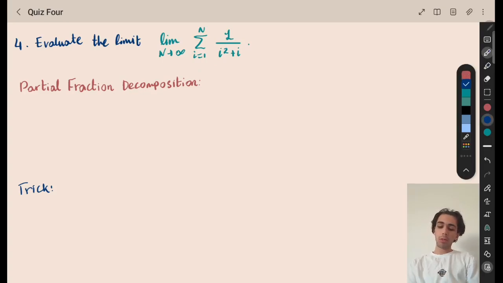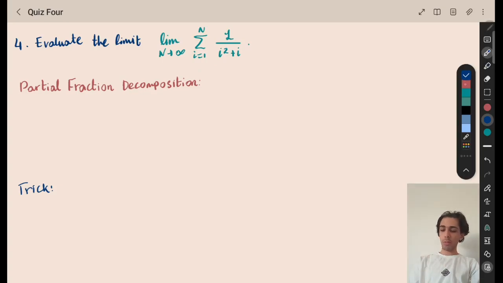So we already know that we need to get rid of these i's in some form. We either need to get rid of them immediately, or we need to replace them with n's, for example, because we're taking n tends to infinity. So that is the trick.